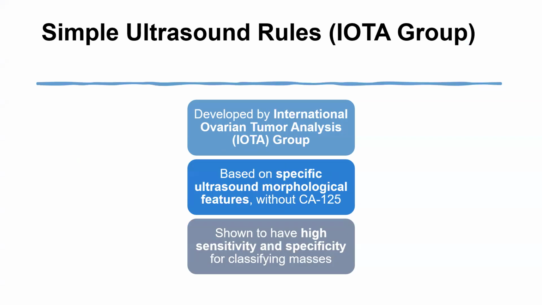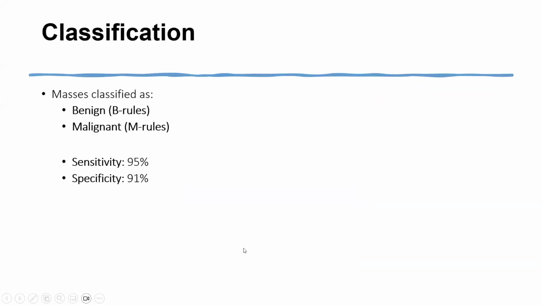Then there's the simple ultrasound rules, or IOTA group. It was developed by the International Ovarian Tumor Analysis Group. It is based on specific ultrasound morphological features without including CA-125, which we read is not sensitive. Its sensitivity and specificity is less for premenopausal women. It has a high sensitivity and specificity for classifying masses. Masses are classified based on this IOTA classification into benign or malignant, and sensitivity is 95% and specificity is 91% in the premenopausal women. So it is quite high.